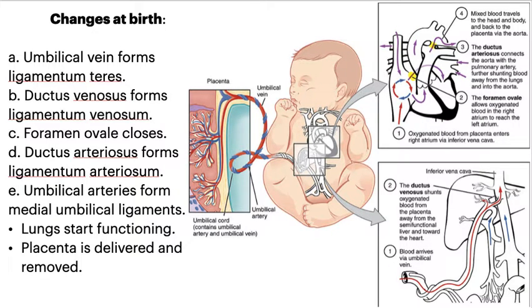The changes occurring at birth: the umbilical vein forms the ligamentum teres hepatis. The ductus venosus forms the ligamentum venosum. The foramen ovale closes. The ductus arteriosus forms the ligamentum arteriosum. The umbilical arteries form the medial umbilical ligaments. The lungs start to function. The placenta is delivered and removed.